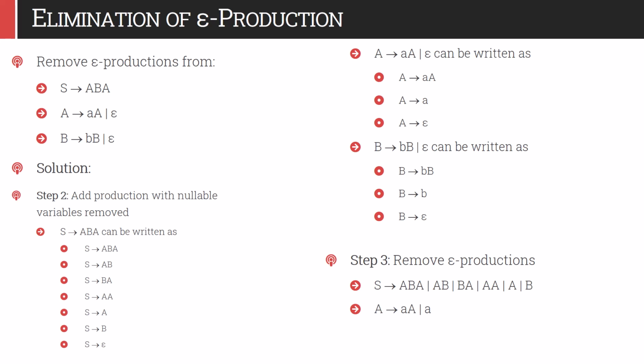Similarly for A, we have two productions, that is A gives AA or A. A gives epsilon we have to remove. And for the productions of B, again we have two productions. The third one, B gives epsilon, would be removed. So this is the grammar which is epsilon free and it is equivalent to the original grammar.